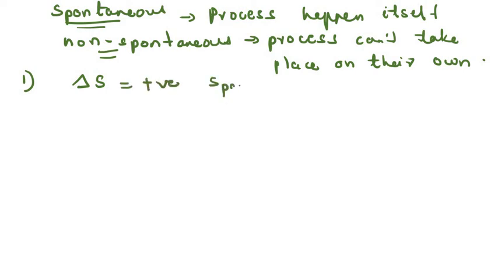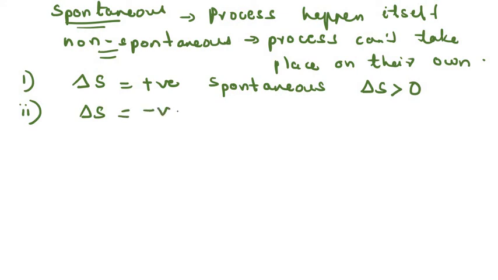Now the point that we have to remember is that the change in entropy will be positive for a spontaneous process. So when we are saying spontaneous process, the change in entropy should always be positive, whereas in the case of a non-spontaneous process, the change in entropy is always negative. So for a non-spontaneous process, the value of delta S will be less than 0.